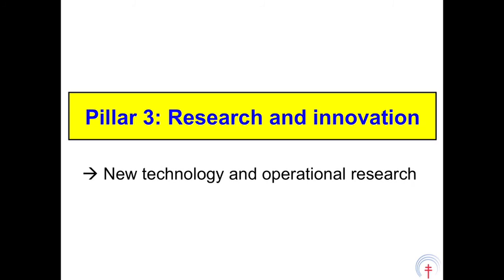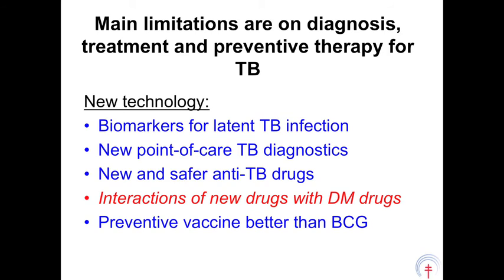Finally, Pillar 3, research and innovation. So here, new technology, operational research. Let me just say a few words. To me, if I look at the NTB strategy, the main problems are early diagnosis of TB, or diagnosis at all of TB, treatment, particularly, as Derek mentioned, treatment of MDR TB, that's a major problem we have, and of course, scaling up preventive treatment for tuberculosis.